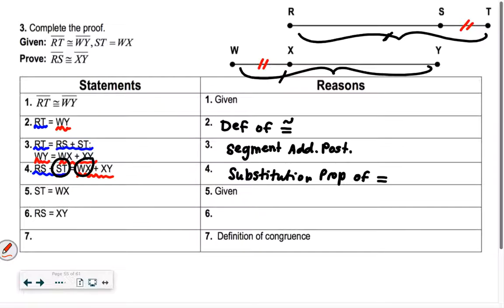What did we do? Yeah. You took away from number 4. You subtracted the ST. I just subtract those out, right? That's going to be subtracted, and then I'm left with RS equals XY. Do you guys see it? So it's going to be the subtraction property of equality.